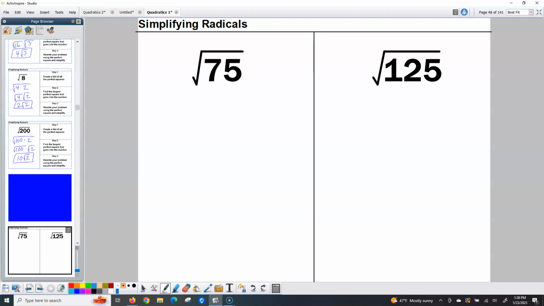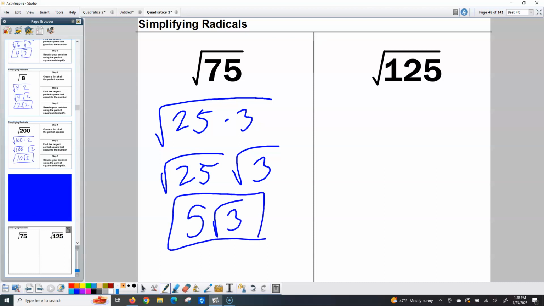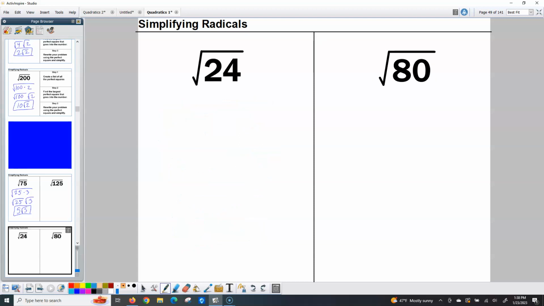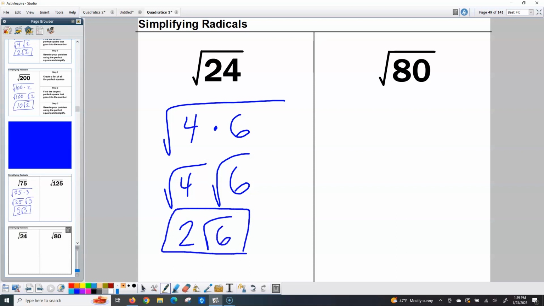Got some more practice here. Square root of 75. 75, largest perfect square. It's going to be 25 times 3. You can separate that into square root of 25 and square root of 3. That is just 5 square root of 3. Something similar with 125. Square root of 24. Largest perfect square that goes into 24 would be 4. Square root of 4 times the square root of 6. Square root of 4 is 2. Can't simplify square root of 6 any further.